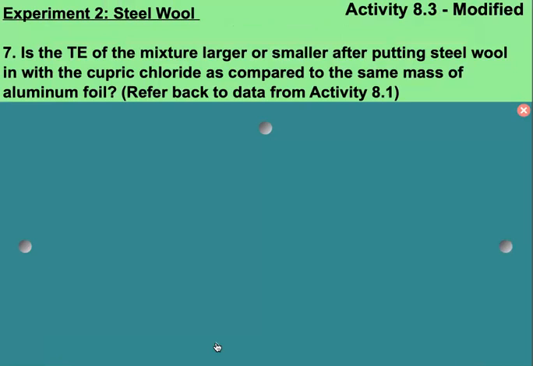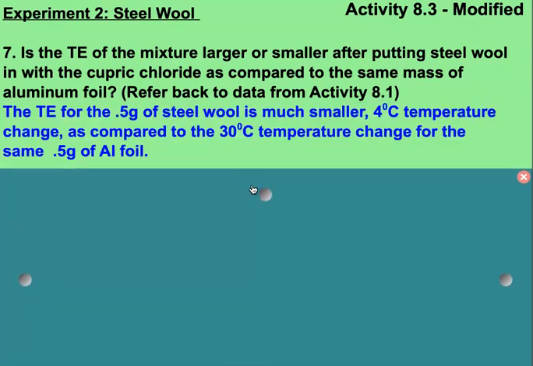Is the thermal energy of the mixture larger or smaller after putting steel wool in with copper chloride as compared to the same mass of aluminum foil? Well, if I refer back to my data from activity 8.1 modified, I'd realize that the steel wool was a much smaller chemical reaction, therefore I had a lot less thermal energy. So the thermal energy for the 0.5 grams of steel wool is much smaller, 4 degrees Celsius temperature change, as compared to the 30 degrees Celsius change for the same 0.5 grams of aluminum foil. So the type of material definitely makes a difference in the amount of chemical energy that's available for a chemical reaction, and then therefore to convert into thermal energy.